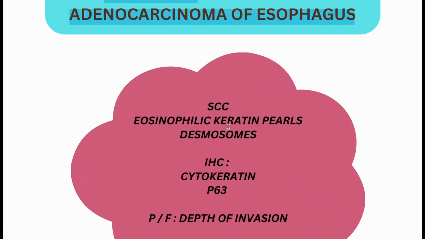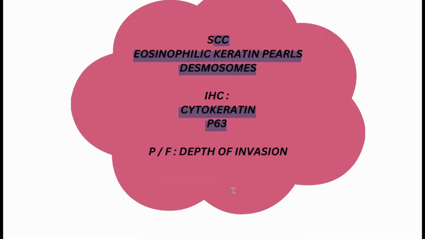So let's learn some things about squamous cell carcinoma. In squamous cell carcinoma, we can find eosinophilic keratin pearls and desmosomes. In immunohistochemical markers, you find cytokeratin and P63. And the prognostic factor is depth of invasion. If the depth is more, prognosis is less. And if the depth is less, prognosis is better. Prognosis is nothing but the cure.